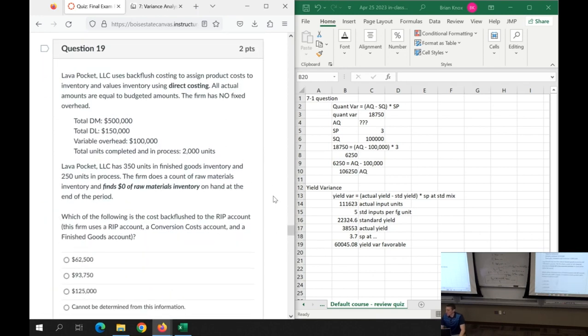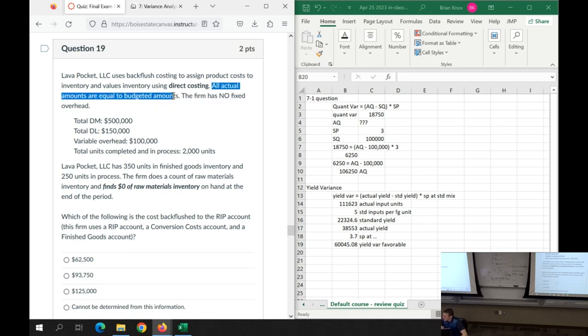Won't take too long. All right, so Lava Pocket LLC uses backflush costing to assign product cost to inventory and values inventory using direct costing. Okay, what does that mean? What that means is all inventoriable product costs are accumulated at the cost of goods sold account at the end of the period, backflushed. And what are the inventory product costs? Well, using the direct costing dictionary, only direct materials, direct labor, and variable overhead are product costs that we're going to accumulate at cost of goods sold and backflush out. Okay, so that's what all that means.